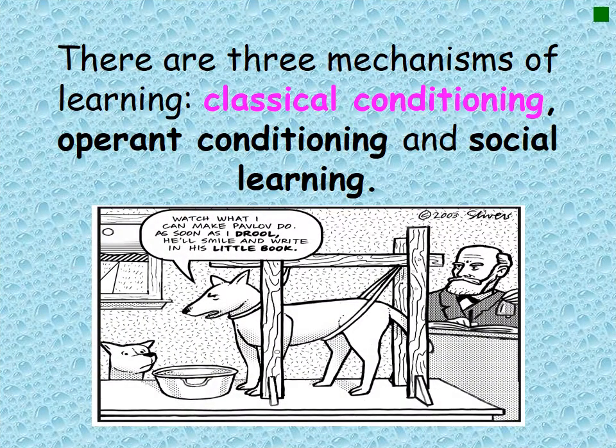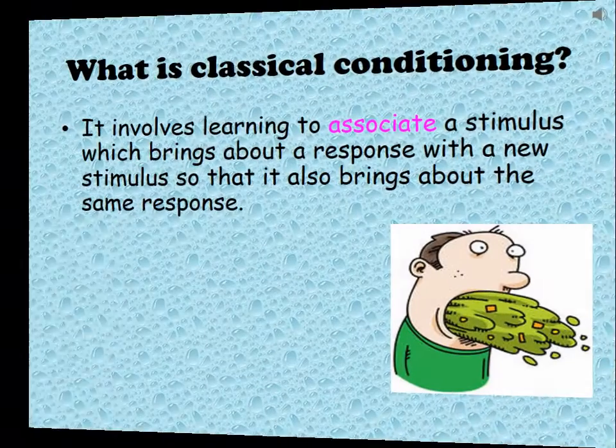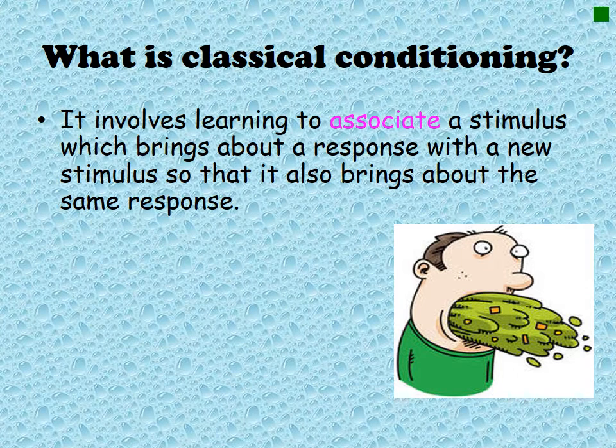This video focuses on the learning approach and specifically classical conditioning. Now, there are three mechanisms of the learning approach: classical conditioning, operant conditioning, and social learning theory. Classical conditioning is learning through association.